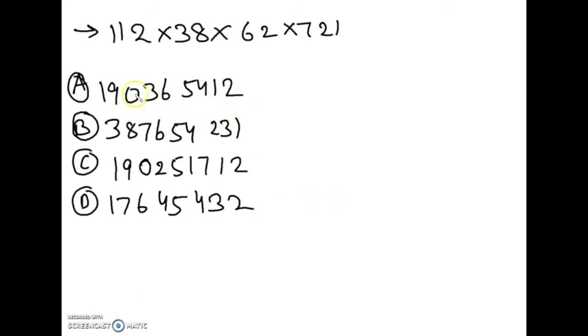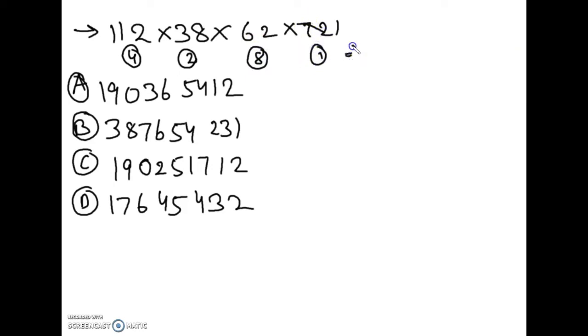Not only addition and subtraction, even a complicated multiplication of this sort can be solved with digital sum within 5 seconds. Again, find out the digital sum. For the first one it is 4. For the second one, 8 plus 3 is 11, 1 plus 1 is 2, the digital sum is 2. For the next one, 6 plus 2 is 8, the digital sum, and 7 and 2 is nothing but 9, so cancel it, so 1 is the digital sum.